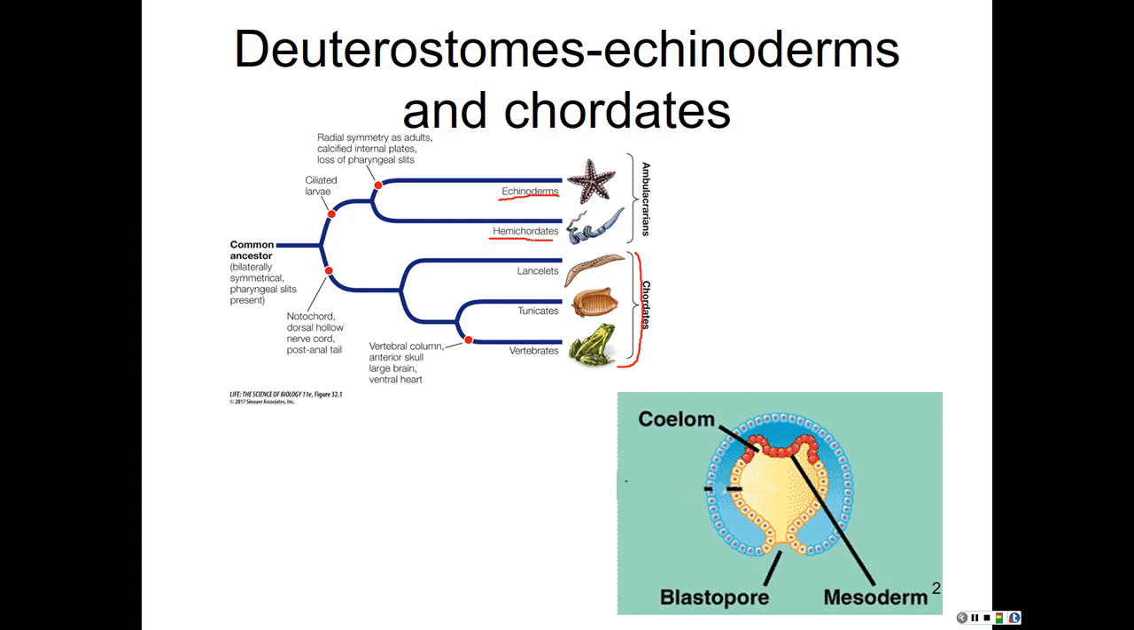So this group, the deuterostomes, echinoderms and chordates, have several early developmental patterns in common. The primary one, and this is where the name deuterostome comes from, is that the blastopore is going to become the anus. Remember that blastopore, that opening we get when gastrulation occurs, will become the anus, and a secondary opening at the other end will be the mouth.